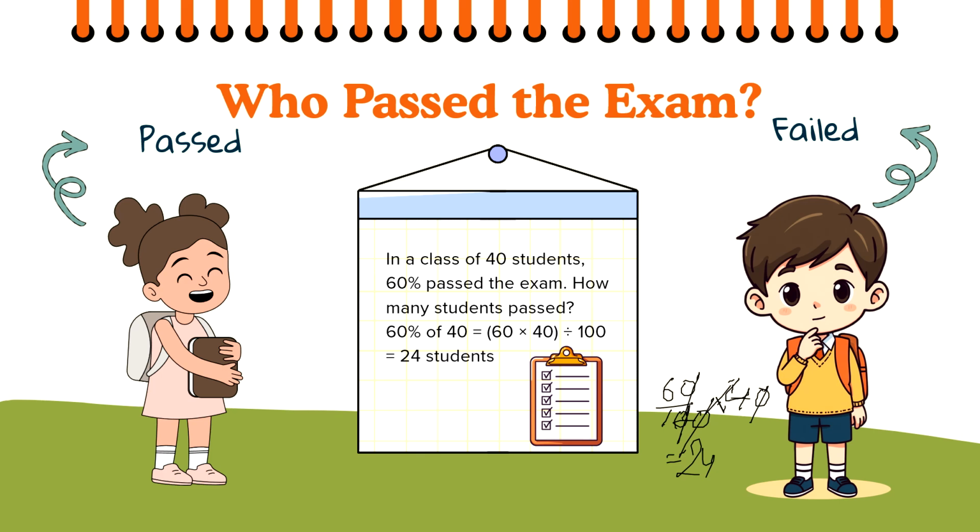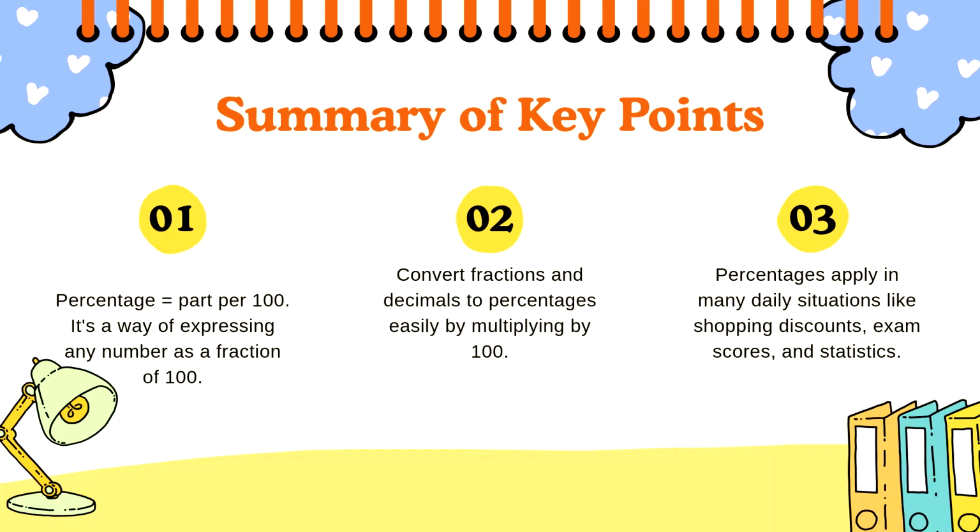I hope now the things are more clear. So now, summary of key points. What have we learned today? What is percentage? Percentage is just a way of expressing any number as a fraction out of 100. Always remember, percentage is always a number that is out of 100. Now, when we have to convert a fraction or decimal to percentage, we just multiply it by 100.